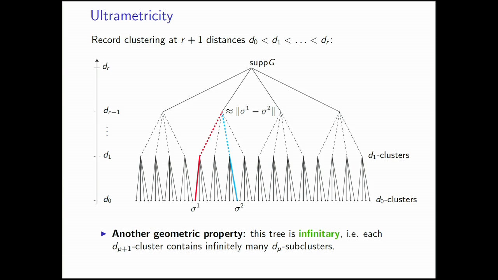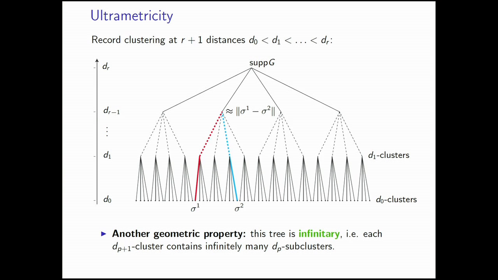Now, another property of the Parisi solution tells you that this is not just any ultrametric tree. This tree is infinitary, which means that every vertex will have infinitely many children, which means that anytime your cluster breaks into subclusters, it breaks into infinitely many subclusters. Okay? So this will be an infinitary tree, and this will be important later.